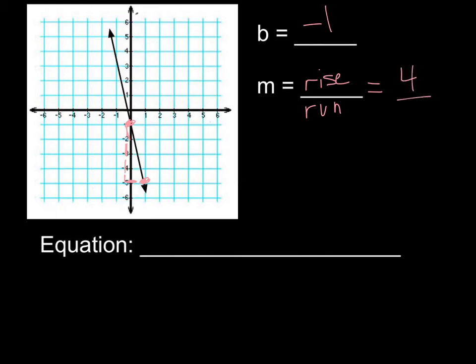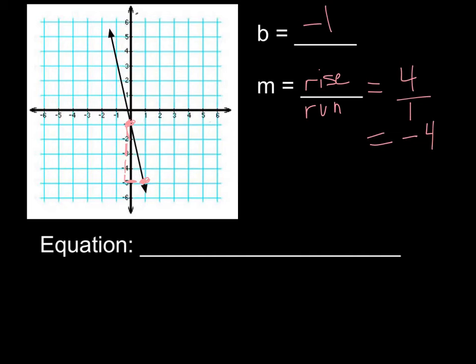And my run is 1, just 1. There's over one spot from that point to here. And it is a negative slope because it's going downhill, very steeply downhill, I might add. And 4 over 1 reduces to just plain old 4. So our slope is -4.